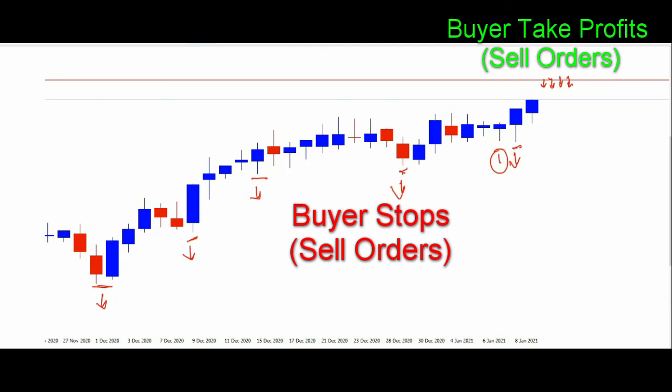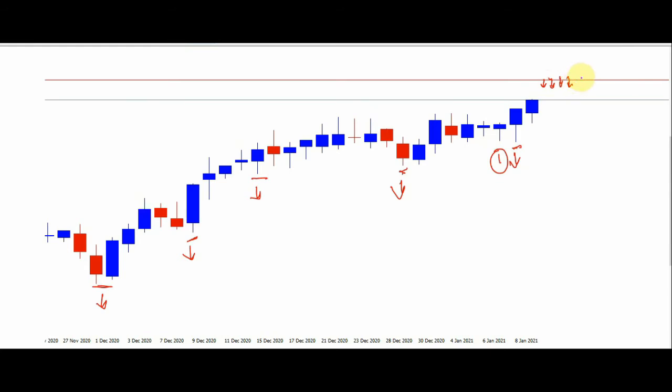But of course, we need to consider others as well. The market's full of people trading different strategies, different holding periods, different agendas. And some of these people will be counter trend trading.